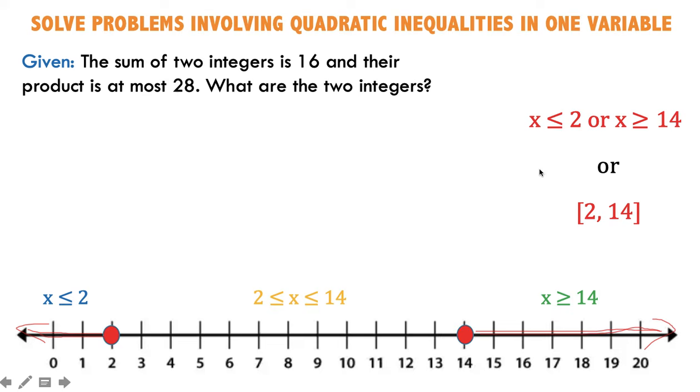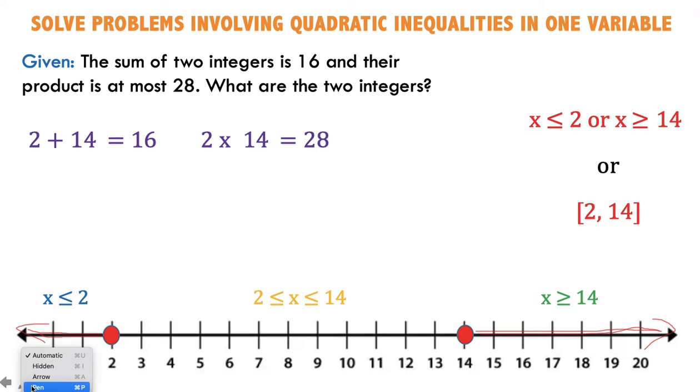So let us try the numbers. Let's try 2 and 14. Okay, so when we add 2 and 14, it gives us 16. So since 2 and 14 give 16, when we multiply them, their product must be less than or equal to 28. So what is 2 times 14? 2 times 14 is 28. So it satisfies our given because it is less than or equal to 28. So since it's equal to 28, it satisfies the given.